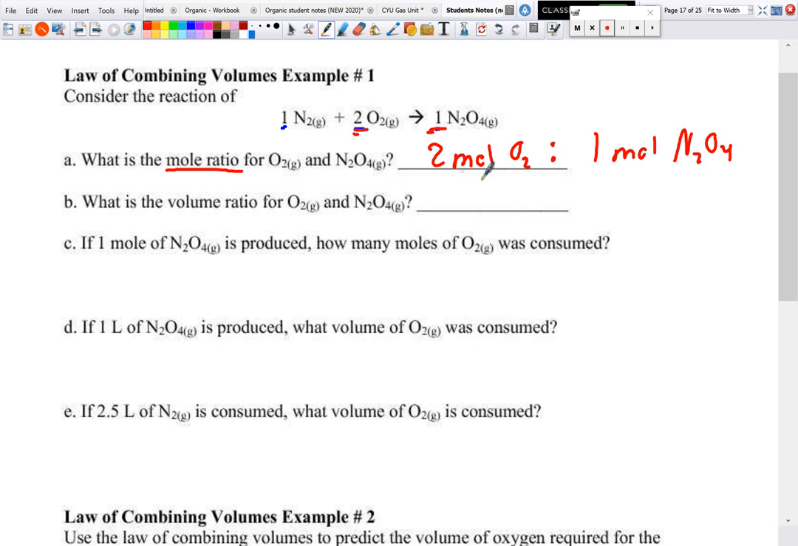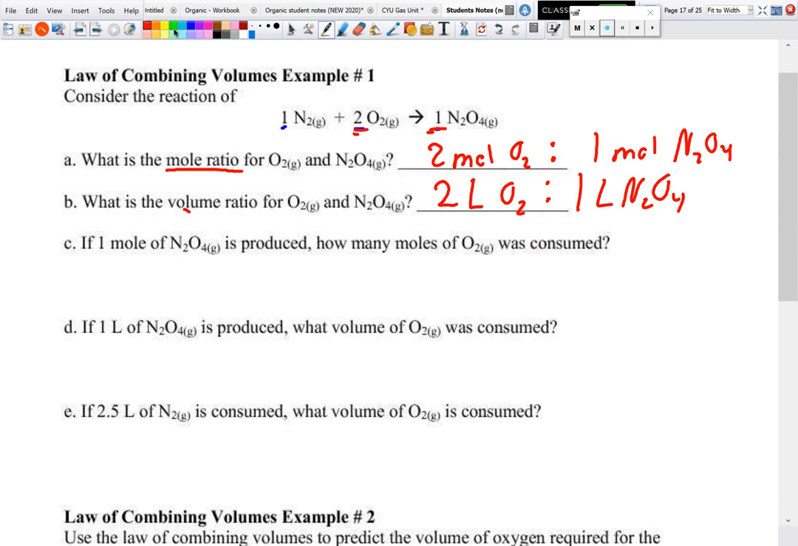Now for this one where we have 2 moles, we can also make the assumption that if these are under the same temperature and pressure, then the same number of moles will have the same volumes. So instead of saying moles, we can say liters. There's 2 liters of O2 for every 1 liter of N2O4. Now, how this is going to work is that we can use these ratios that we just completed to solve practical problems. So for example, if 1 mole of N2O4 is produced, how many moles of oxygen was consumed?